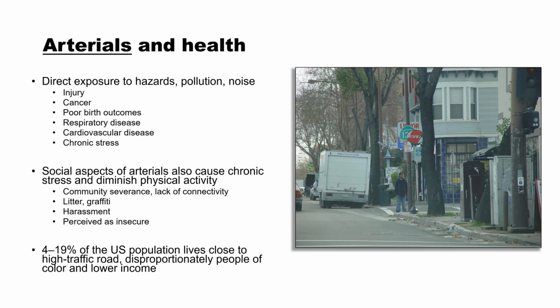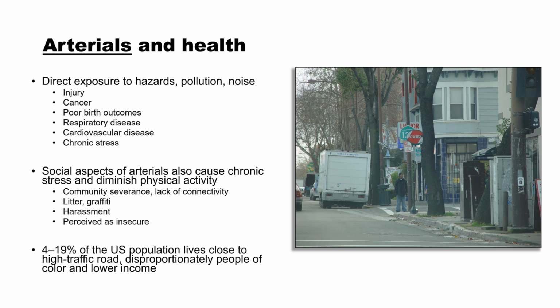There's also research that says the social aspects of arterials also cause chronic stress and diminished physical activity, and those are caused by things like lack of connectivity, community severance, litter, graffiti, harassment, and areas that are perceived as being insecure. So we can do something about that too by investing in things like maintenance, by investing in activities that bring pride to place and expressions of care. We also know that between 4 and 19% of the population lives close to high traffic roads, depending on how they're measured. That's why there's such a big range. And that these neighbors are disproportionately people of color and lower income residents, right? So there's this, by virtue of proximity, there's true exposure.